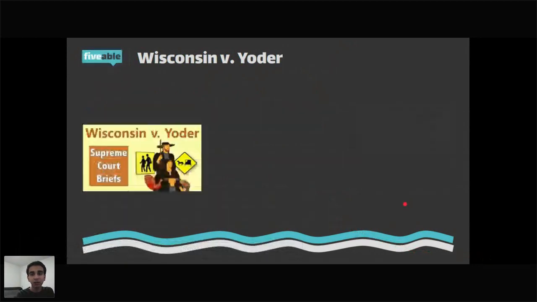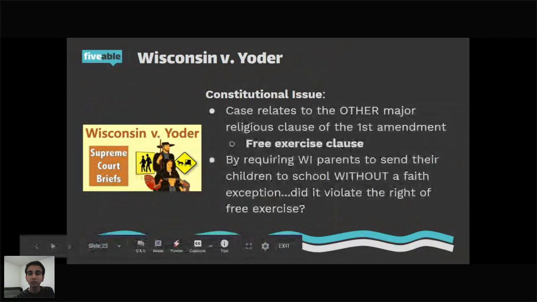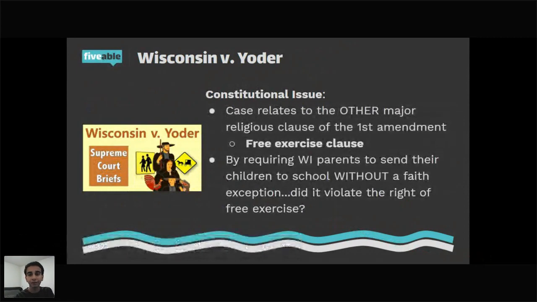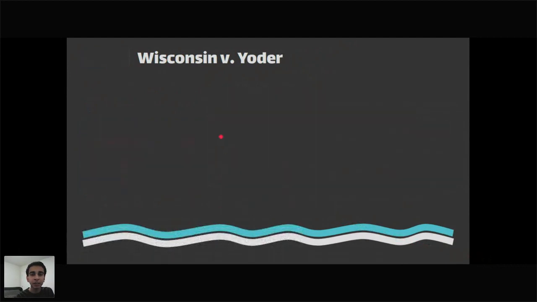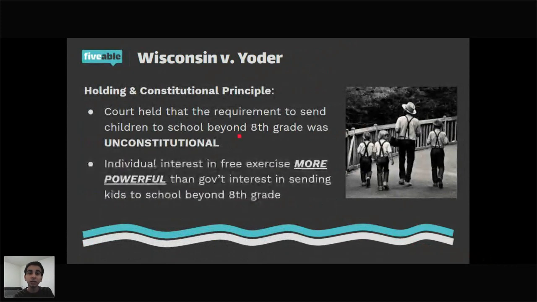What ended up happening with the constitutional issue is, again, the free exercise clause. So really, is the need to go to school more important than the free exercise of religion to the Amish people? As you probably know, the requirement to send children to school beyond 8th grade was held unconstitutional, and the individual interest in free exercise ended up being more powerful than the government's interest in sending kids to school beyond 8th grade. So this is an example where the individual's right was weighed more than the federal government's right. We'll see examples where it's the other way, and the federal government ends up winning. So there are cases that go both ways.